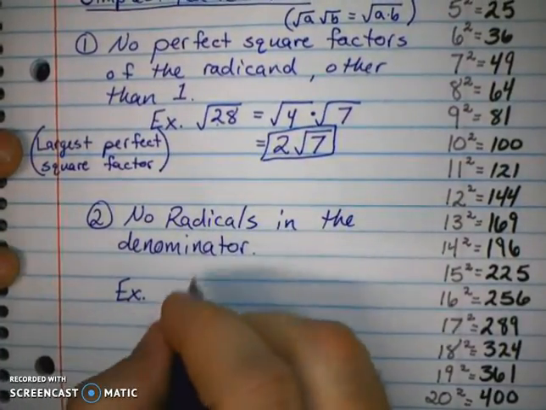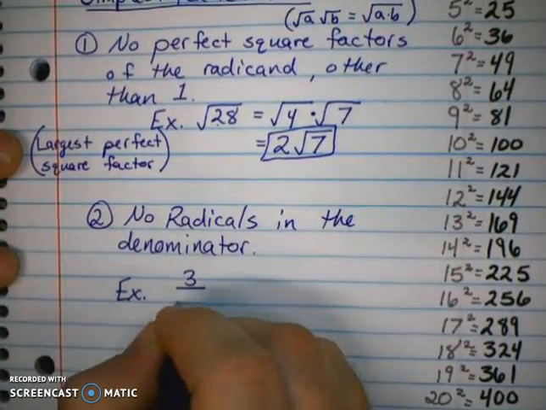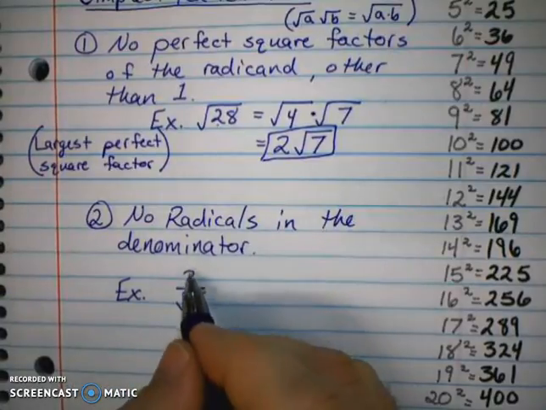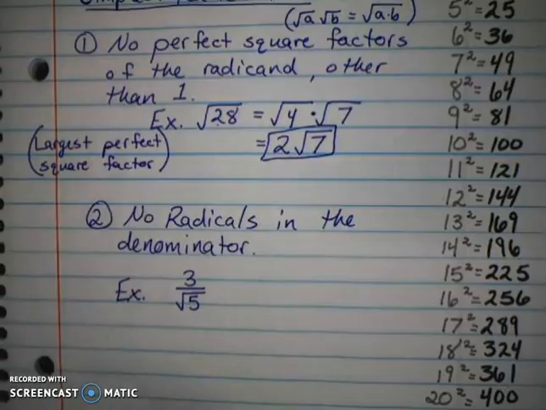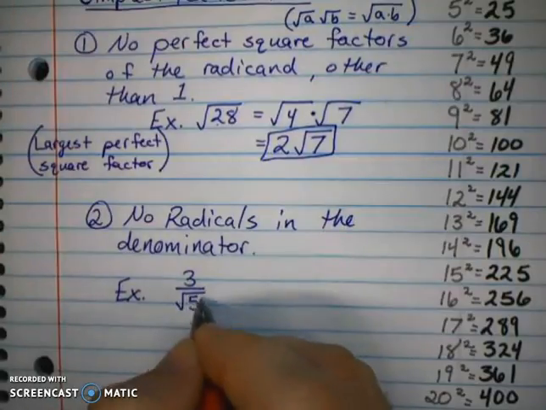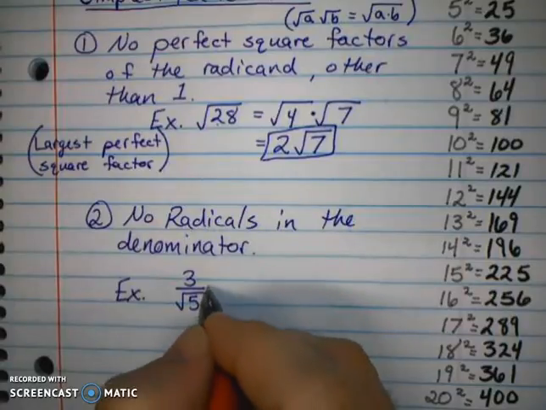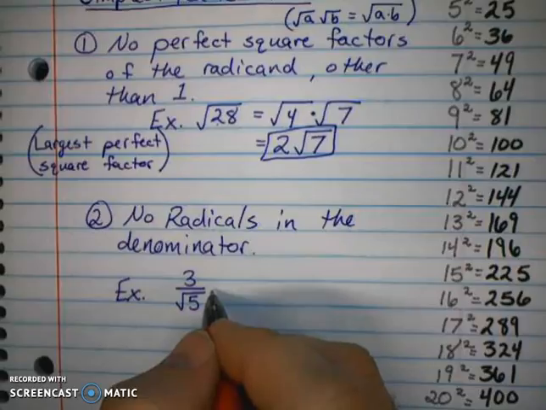Let's say I gave you 3 over the square root of 5. Remember, this means 3 divided by the square root of 5. Okay? In order to simplify fractions, one thing we can always do is multiply top and bottom by the same thing, because when you multiply the top and bottom of a fraction by the same number, you're really multiplying by something equivalent to 1.